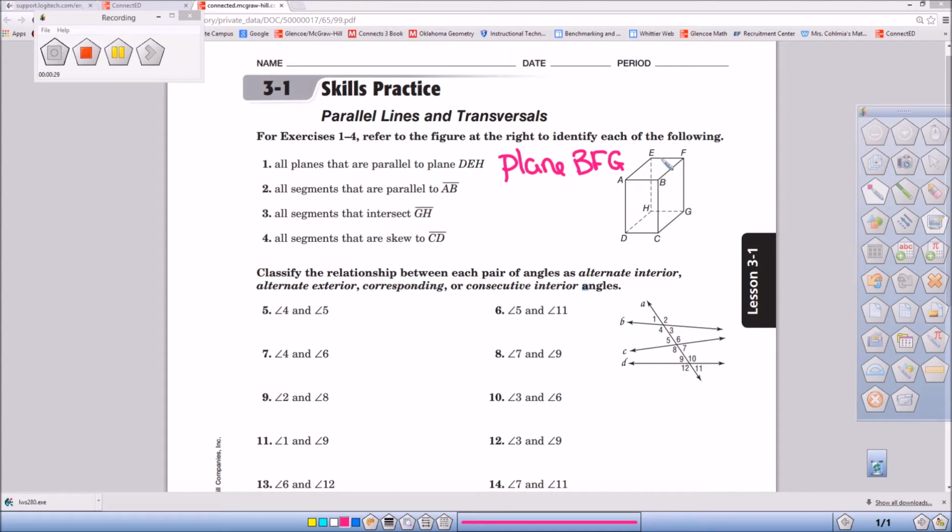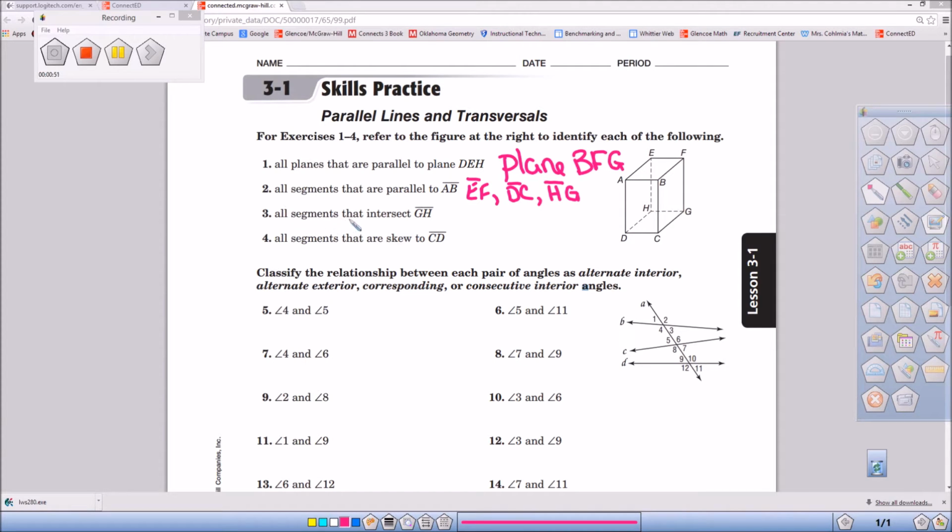All segments that are parallel to AB, there's several here. So AB is here. Segment EF is parallel. Segment DC is parallel. And segment HG is parallel.